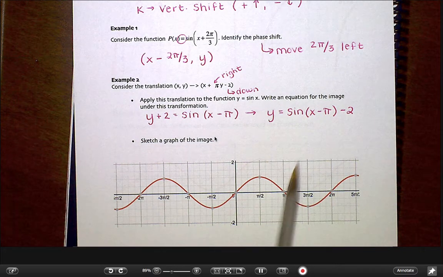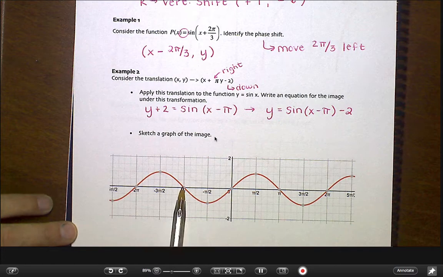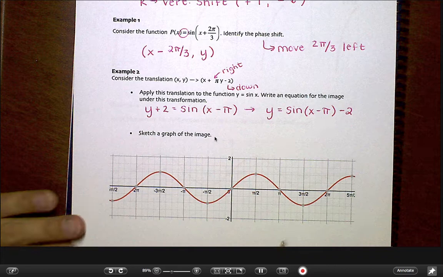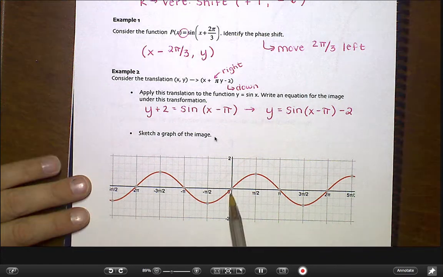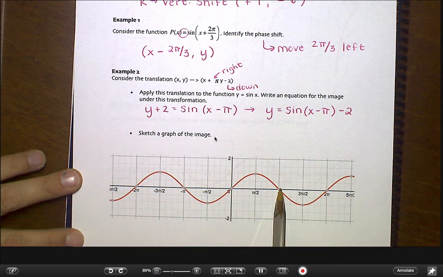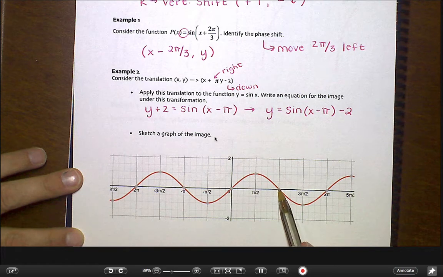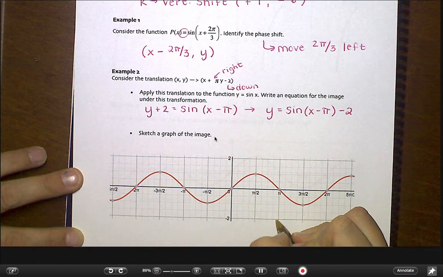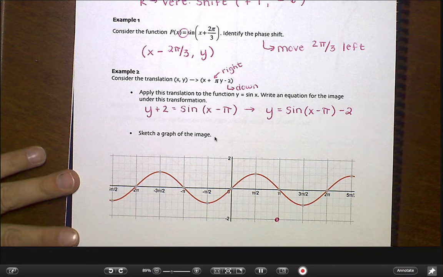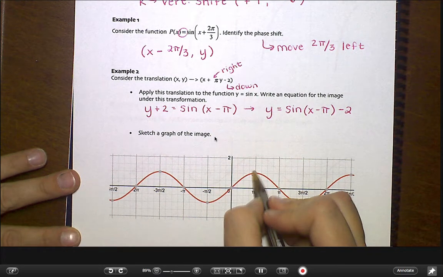So what I'm going to do is take each one of the critical points here, and we probably only have to do one full cycle's worth, and I'm going to do exactly that. So I'm going to shift this guy to the right by 1 pi, okay? And I'm going to shift it down by 2 spaces. So right now it's at 0. I'm going to move it down to -2.